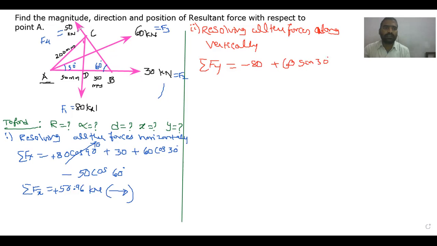Next, this is 50 kilonewton. This is also moving in the upward direction, making an angle of 60 degrees. So plus 50 kilonewton, force into sine 60 degrees. So that you will get the value of sigma Fy. The sigma Fy you are getting is minus 6.698 kilonewton. Okay, that is sigma Fy.